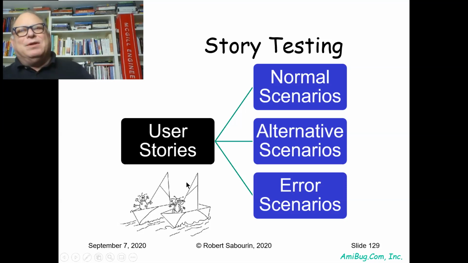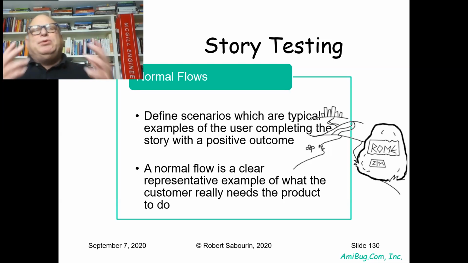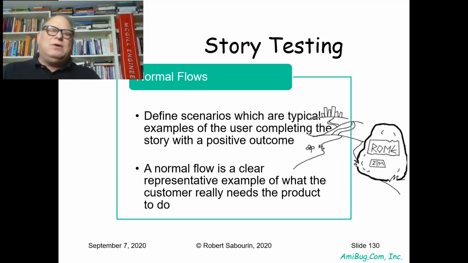These are three types of scenarios that we would collect about the story. So we want an example. Give me a normal example, alternate, and error examples. So a normal example, or a normal scenario, or normal flow, is a scenario which is a typical example of the user completing the story with a positive outcome.